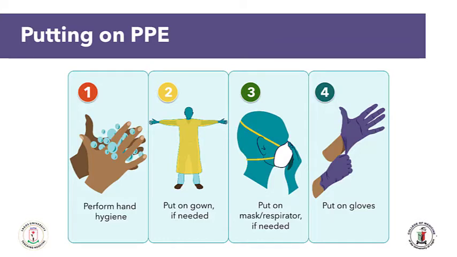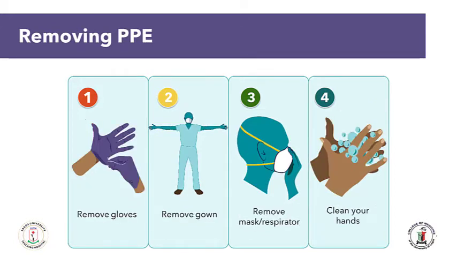So in putting on your PPE, there are certain rules. You perform your hand hygiene. If you need to wear a gown, you wear it. If you need to wear a mask, you wear it. If you need to use your gloves, you put those on. So if you're wearing all of them, you perform hand hygiene, you wear the gown first, you put on your mask, then you put on your gloves. When you're removing, you start from the last one you used. So you remove the gloves, you remove your gown, and the last thing you take off is the mask. And then you clean your hands.